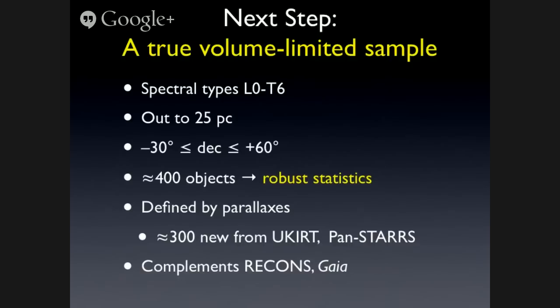A very large sample, with spectral types now covering L0 through T6, out to 25 parsecs, covering about 2/3 of the sky. In the end, it should have around 400 objects, so that should definitely be large enough to do great analysis. Not all in the LT transition, of course. But it will be defined by parallaxes, so we'll be getting parallaxes for about 300 new objects using Pan-STARRS and in the near-infrared with UKIRT. This should be a really nice complement to the work that's already been done by RECONS with earlier type objects and the data that will come from Gaia in the next few years. And that's it. Take questions.